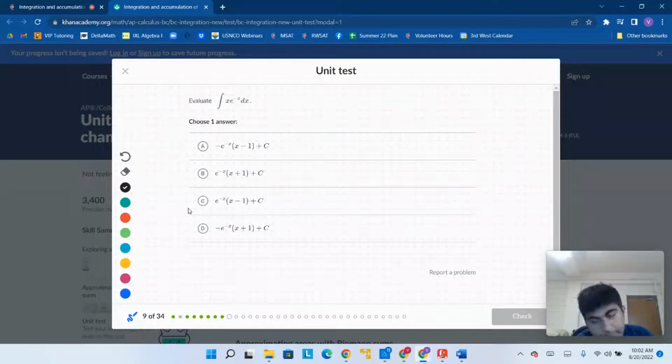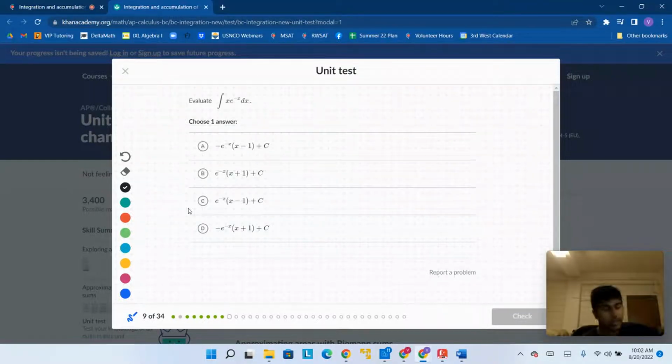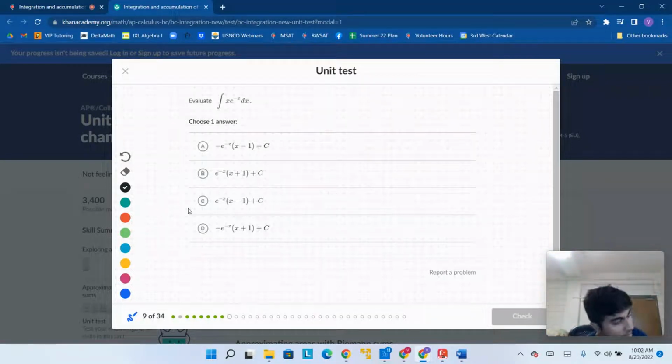Okay, and that's going to give me f prime of x times g of x plus f of x times g prime of x. That's what the product rule says, right? So it looks like that. Now what I'm going to do is take the integral of both sides. The integral of the derivative of f of x g of x is going to equal f of x g of x.